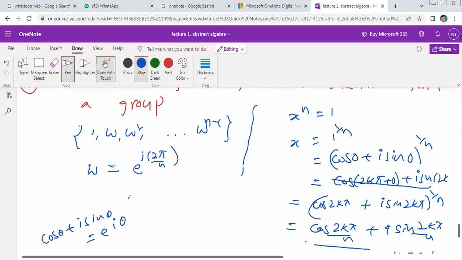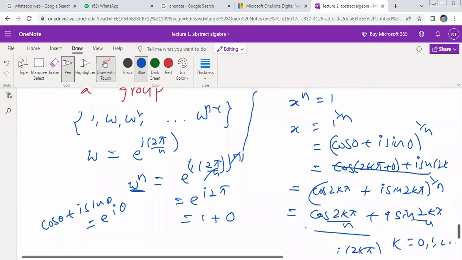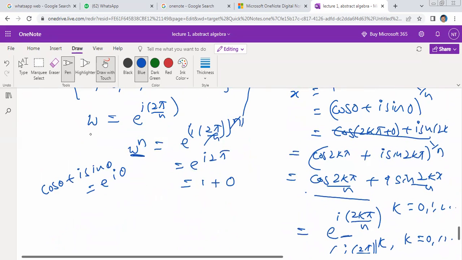Then what about omega power n? Omega is e to the power of i 2 pi by n, whole to the power of n. By multiplication, this is n times of this, so the n cancels and we get e to the power of i 2 pi, which means cos 2 pi plus i sin 2 pi. Cos 2 pi value is 1, i sin 2 pi value is 0. Therefore omega power n value is 1. You see, omega is equal to this one, omega power n is equal to 1.